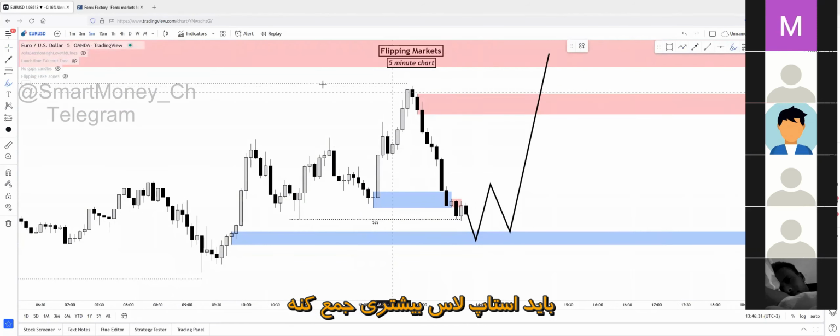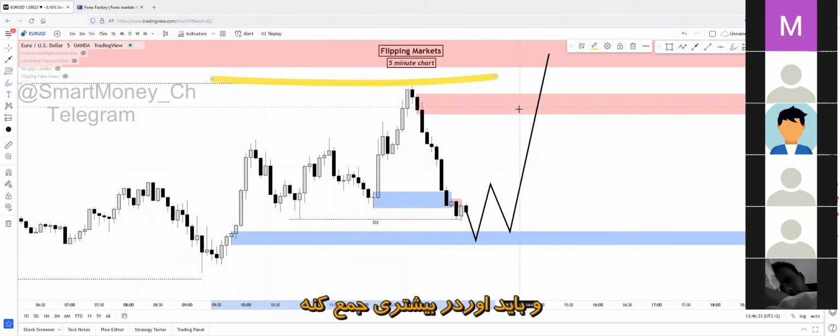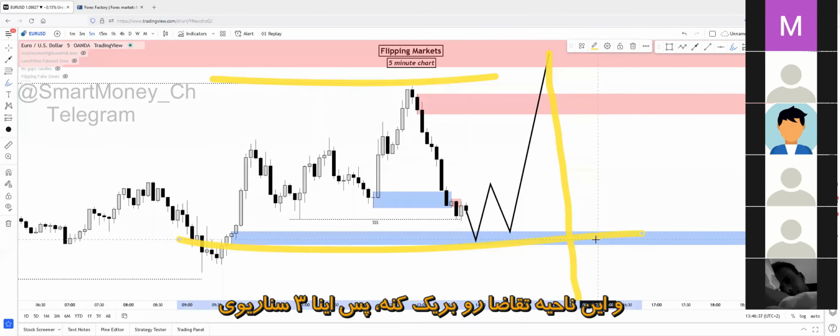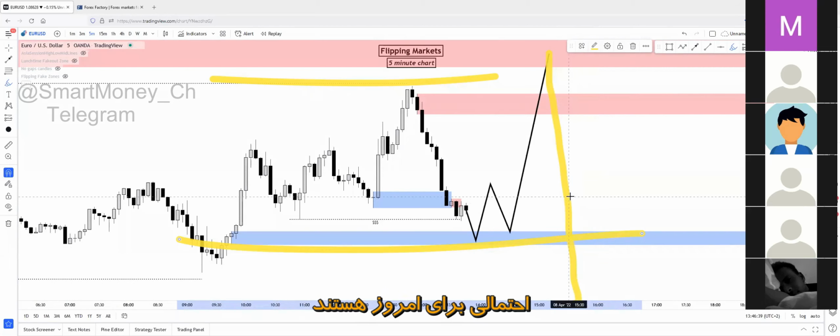Because price has to collect more liquidity, it has to collect more stop losses, it has to collect more orders in order to actually continue the overall bearish order flow and break below this demand zone. So these are the 3 possible scenarios for the day.